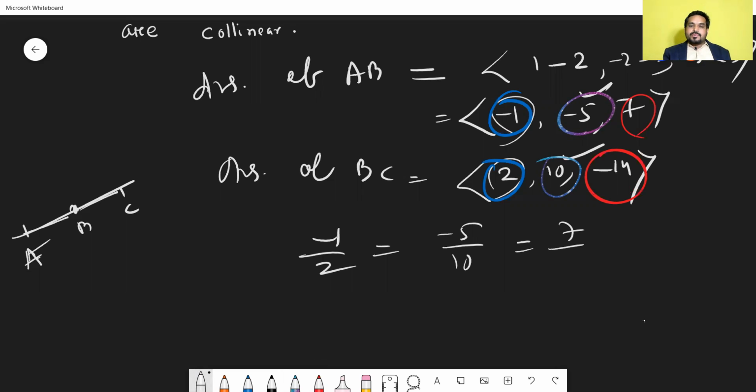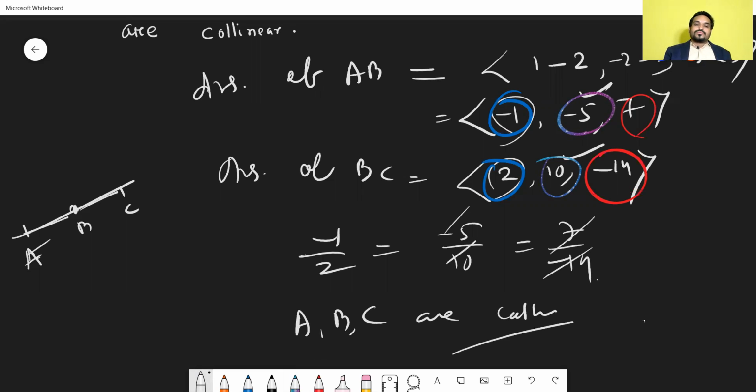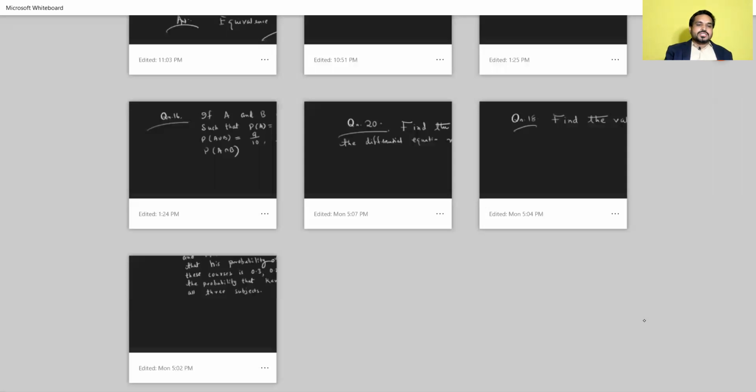So equal to 7 by -14. You can see all are -1/2 each. So A, B, C are collinear. So -5 also -1/2. 7 minus 14 is -1/2. So that's all. Next one, come to question number 16.